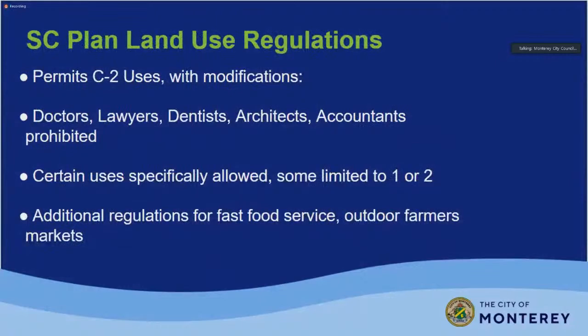Briefly, I mentioned the SC plan is the land use document. What it currently permits is uses that are allowed in the C2 zoning district, which is our community commercial district, with some specific modifications. Currently, doctors, lawyers, dentists, architects, and accountants are prohibited, and there's a specific prohibition under doctors for chiropractors and osteopaths. There are some other uses that are specifically allowed that are detailed in the staff report. Some of those are limited to 1 or 2 businesses at the shopping center. And then there are additional regulations, a use permit requirement for fast food service and outdoor farmers markets.